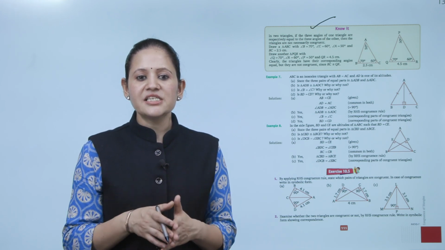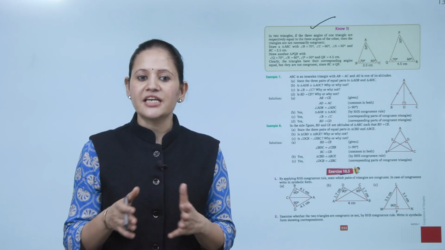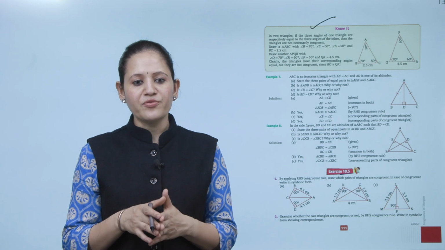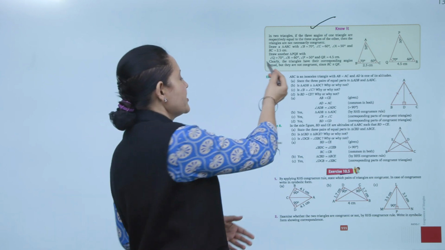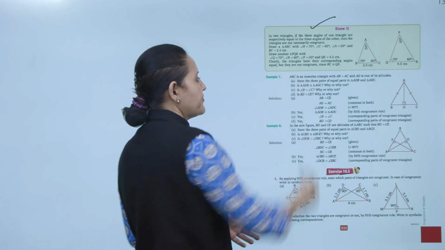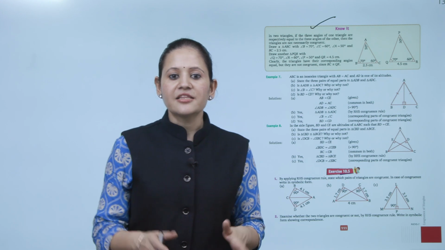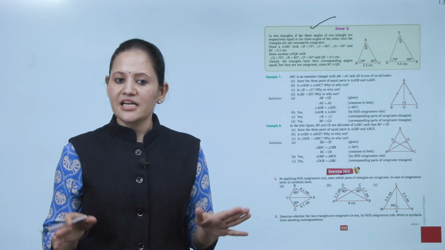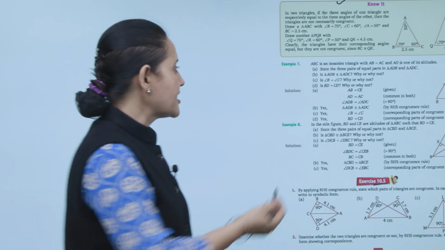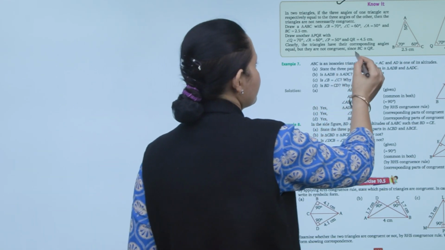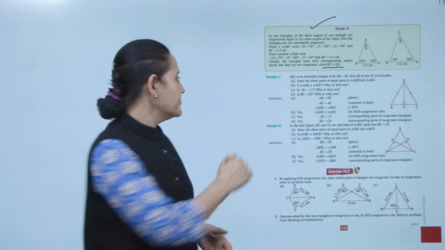Draw a triangle ABC with angle B 70 degrees, angle C 60 degrees and angle A 50 degrees and BC 2.5 cm. Draw another triangle PQR. Here angle Q 70 degrees, R 60 degrees, P 50 degrees and QR 4.5 cm. Clearly the triangles have their corresponding angles equal, but they are not congruent since the included sides differ. That is not congruent. Clear? Next we will take an example.